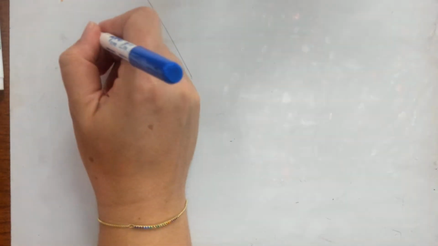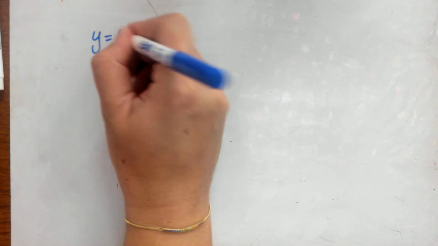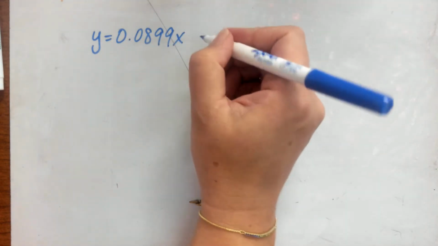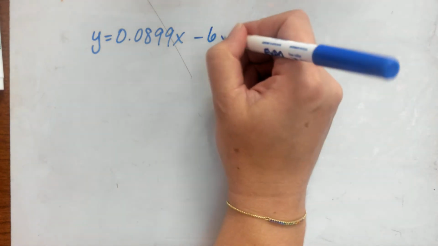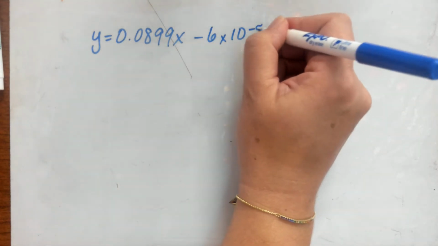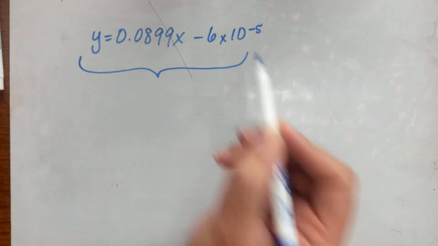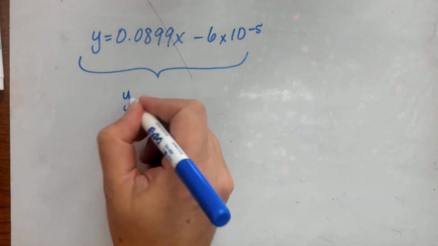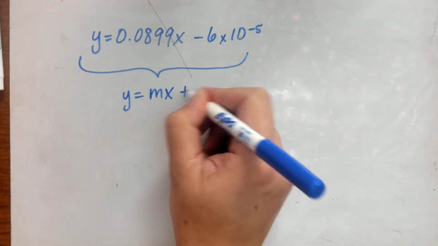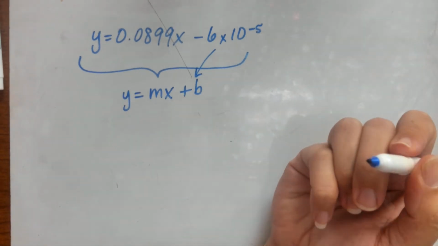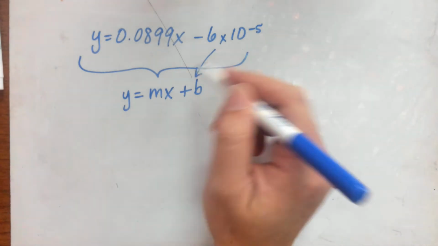Okay, so when I graphed this, I ended up with an equation of my line of best fit being y equals 0.0899x minus 6 times 10 to the negative fifth. This is the standard way that we write equations here: y equals mx plus b. The plus b part is just where it crosses the intercept. We are not going to do anything with that, so we're not going to worry about that right now.